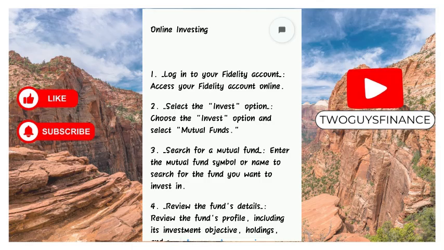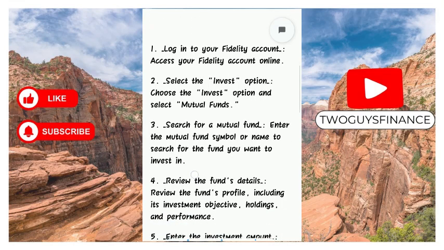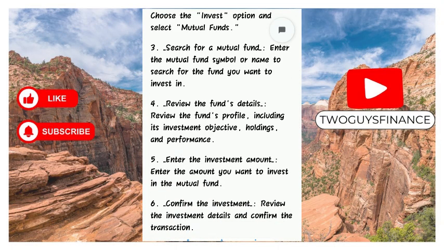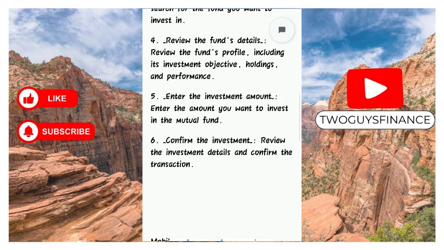So how you want to do that is by accessing your Fidelity accounts online, and then once you're logged into your account, choose the invest option and select mutual funds, and then you want to enter the mutual fund symbol or name to search for the funds that you want to invest in, and then just review the fund profile, including its investment objectives, holdings, and of course its performance, and then just enter the amount that you want to invest in the mutual fund. And once you're done with that, just review the investment details and confirm the transaction.